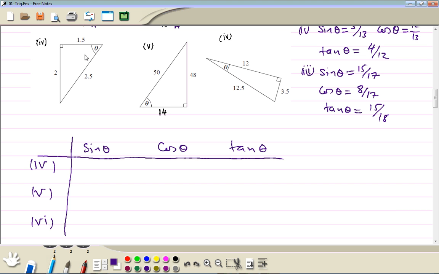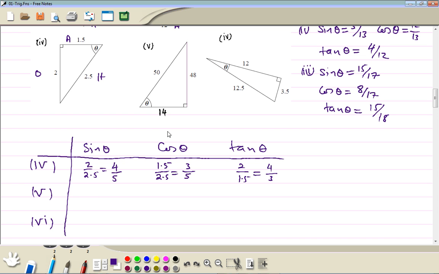So sine is going to be, this is the opposite, this is the hypotenuse. So it's 2 divided by 2.5, but we don't leave the answer with the decimal, so multiply top and bottom by 2, so it's 4/5. Cosine is adjacent divided by hypotenuse, 1.5 over 2.5, multiply top and bottom by 2, so we get 3/5. Tan is 2 divided by 1.5, multiply top and bottom by 2, so that's 4 over 3.